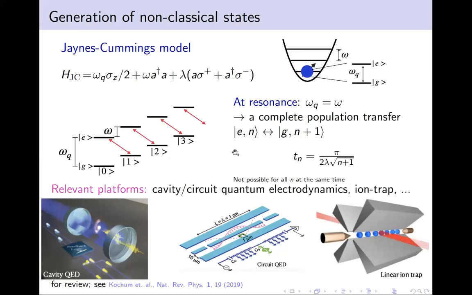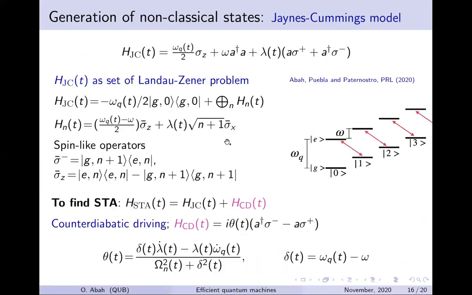So what can we do with this? What we set out to do was to generate a non-classical state using this kind of framework, combining it with this shortcut protocol. One way to go about this is, first we know that we can map this to a Landau-Zener problem form where you have something that looks like your sigma z and sigma x, where these are the spin operators. And with this in mind, construct the shortcut to adiabatic protocol, so that you can do population transfer in a finite time.